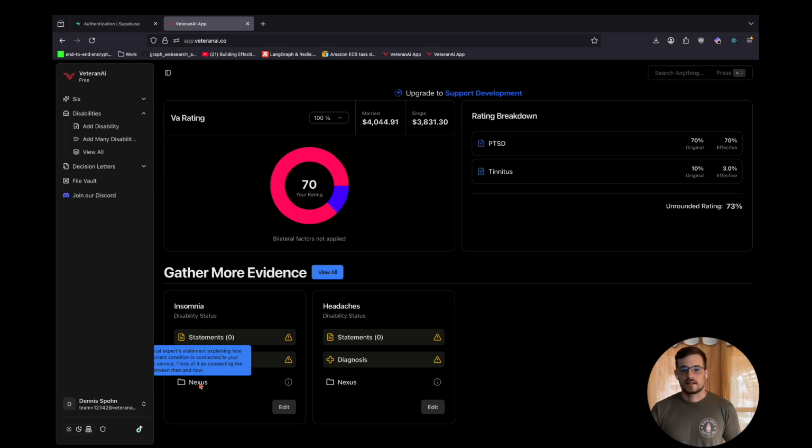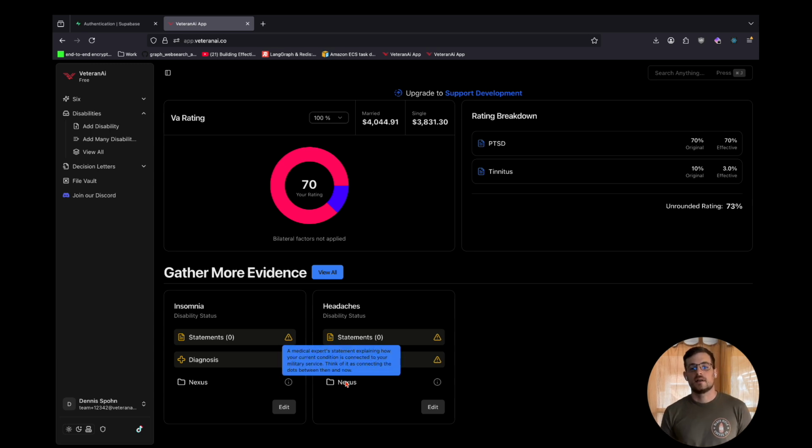And lastly, we have a nexus. The reason we leave this one generally grayed out is because a nexus, 9 times out of 10, probably more than that, will be decided at the C&P exam. So again, we leave this one grayed out. We are working diligently so that if you get a decision letter and upload it, our system will detect that you got a nexus or denial because of a nexus, and we'll update that accordingly to show red. At that point, you can make a nexus letter on VeteranAI and submit that to your primary care and hopefully submit that to the VA for a successful claim.